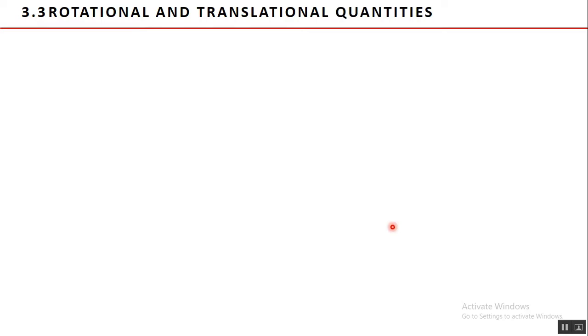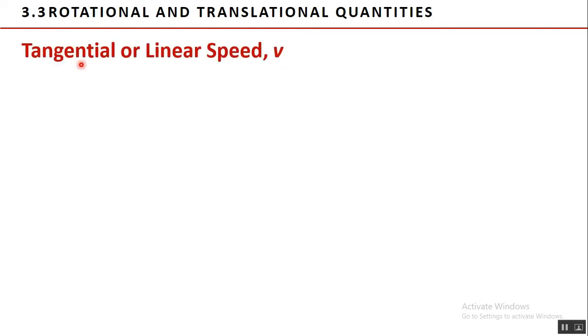We discussed earlier that the translational motion of a rolling body depends on its rotational motion. Now, we are going to discuss in more detail the relationship between the kinematic quantities of translational and rotational motions. The first translational quantity that we are going to discuss is tangential speed.